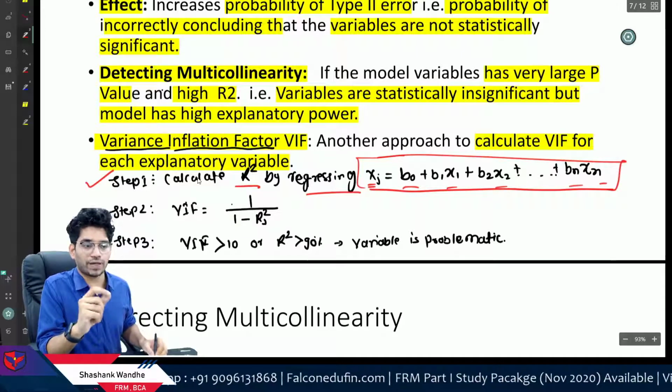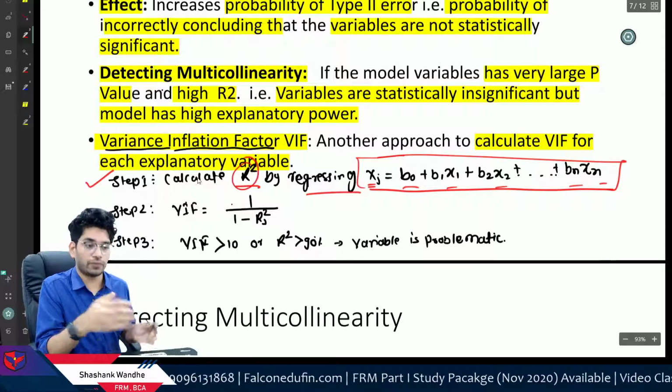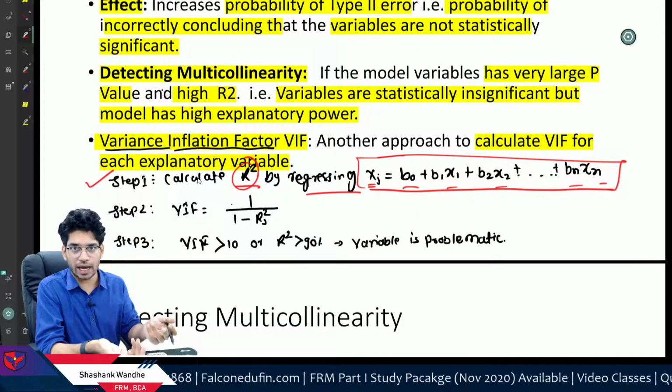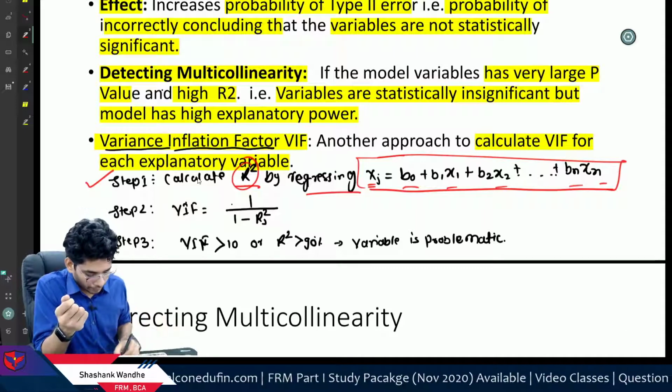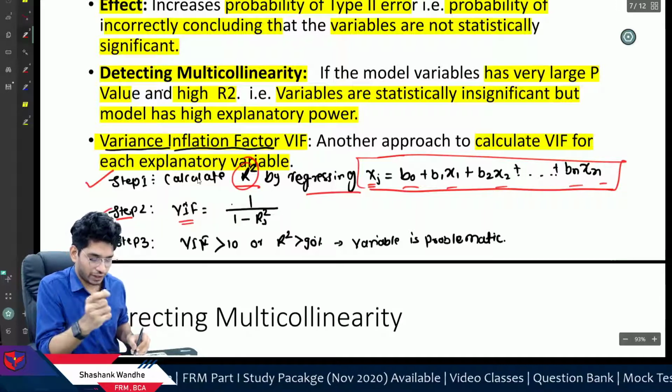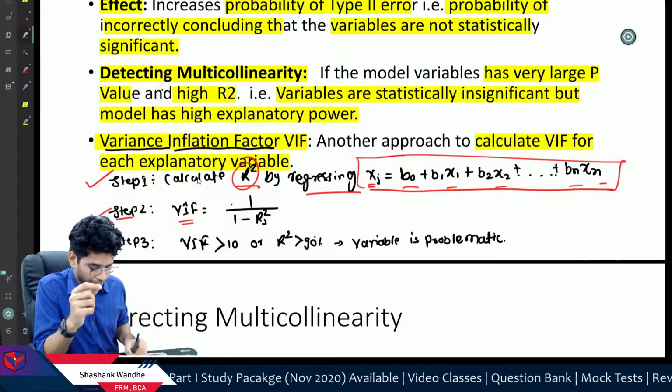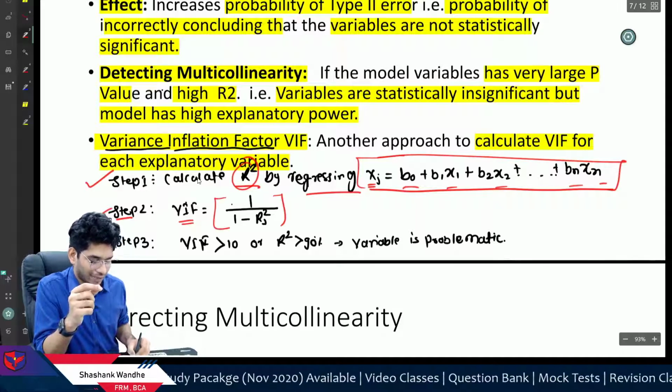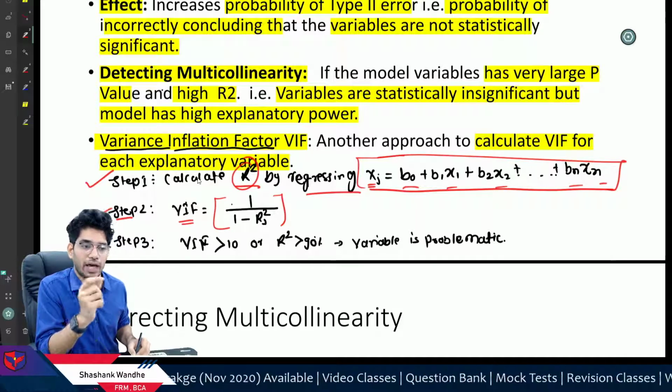Okay, so this is the first part, and using that part you have to get the R square. Automatically you will get the R square from the model, right? Step 2 is you have to calculate the VIF, variance inflation factor. This VIF is calculated as 1 divided by 1 minus R square.